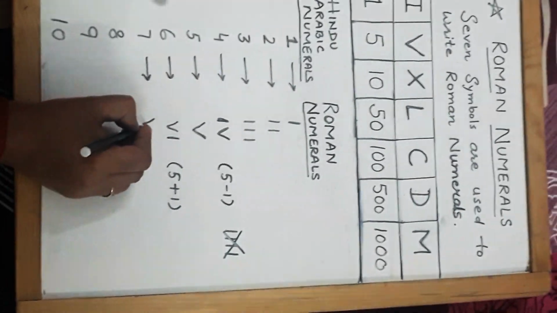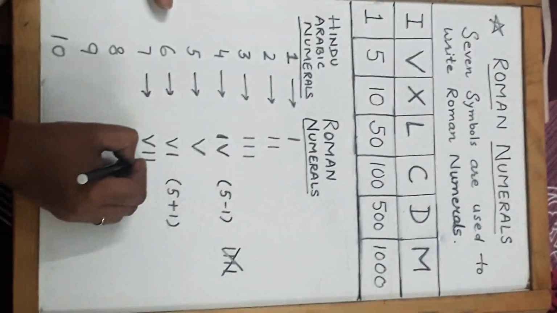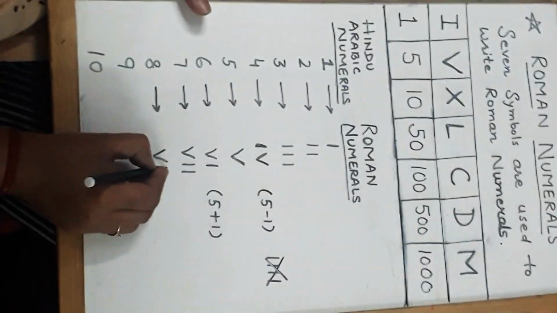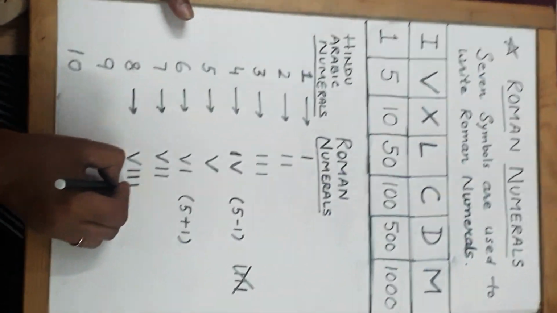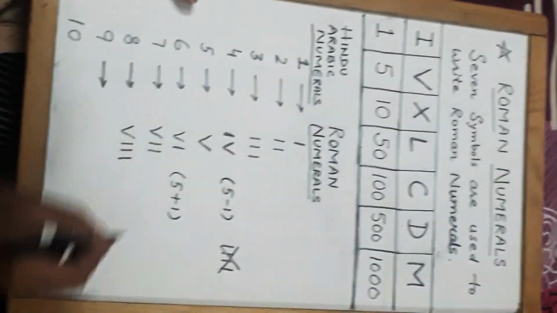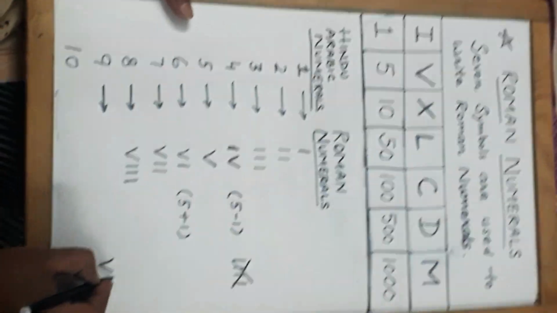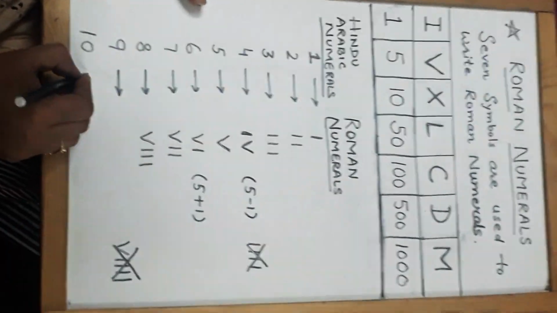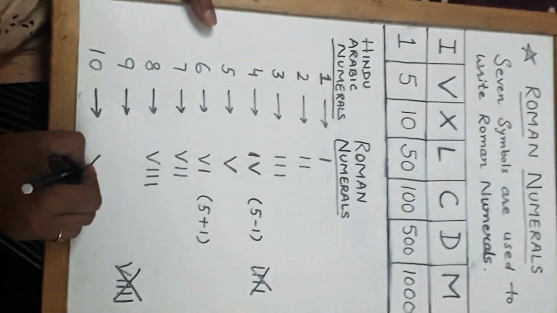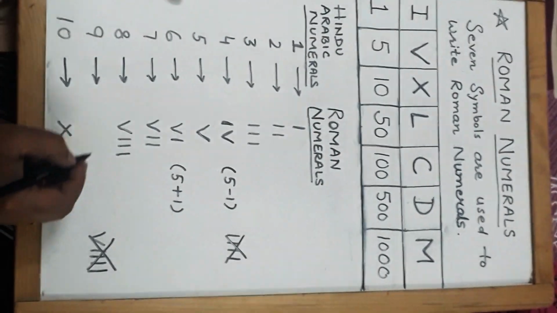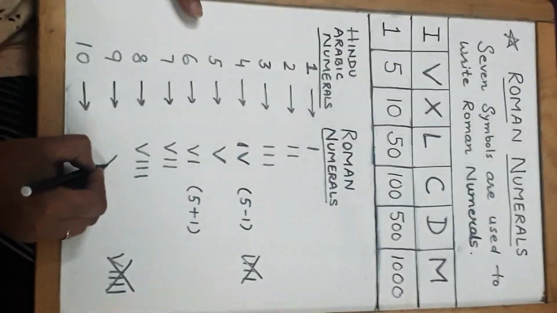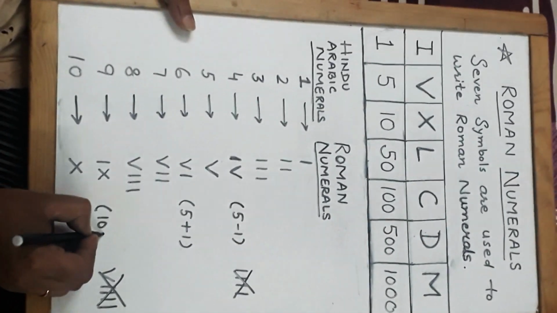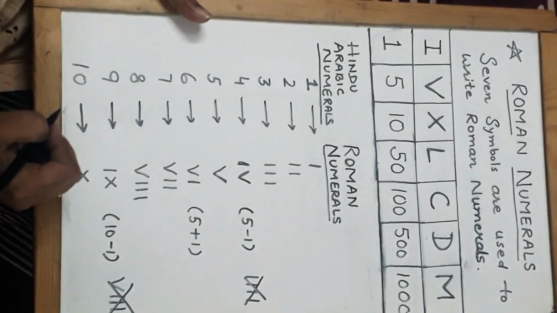Now for 7, 5, 6, 7. For writing 8, 5, 6, 7, 8. Again 9, it cannot be written as V, I I I I. We cannot take a symbol 4 times. For writing 9, we will take 10 first and 10 minus 1 is 9. So I before X. This is 10 minus 1, 9.